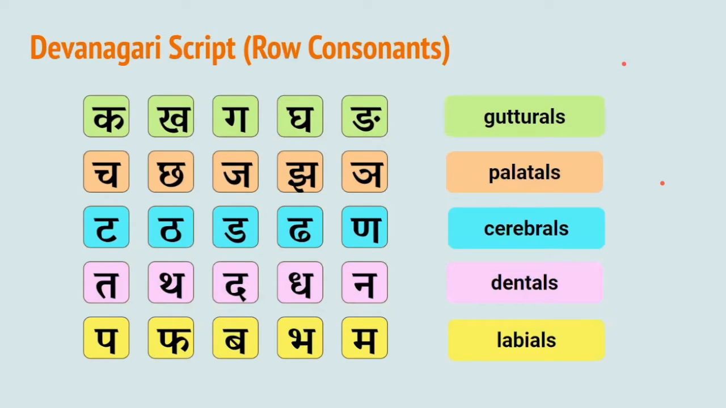So we understand why they are called row consonants: because when we are doing their ucharanam, the sound is all originating from the same position. That is why they are all grouped together row-wise.